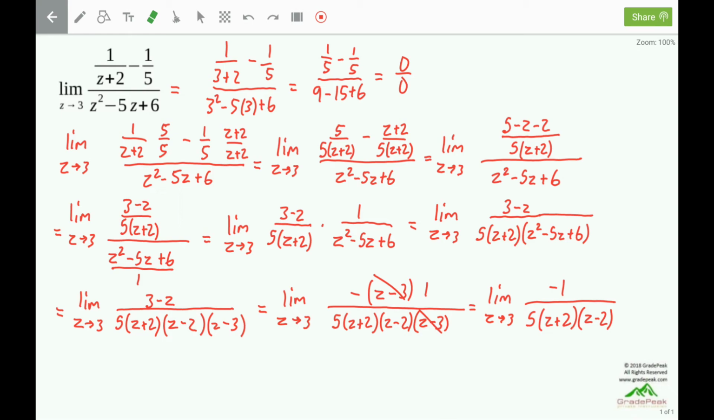Let's go ahead and plug in z as 3, and that will give us a negative 1 over 5 times 3 plus 2 times 3 minus 2. So that'll be 5 times, 3 plus 2, which is a 5, and 3 minus 2, which is a 1. And we have negative 1 over 5 times 5 times 1, which is 25. Negative 1 over 25.